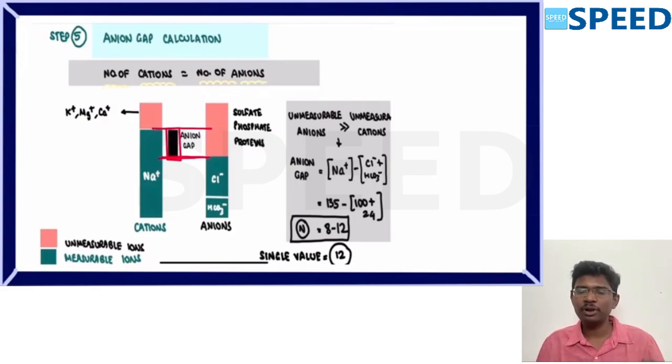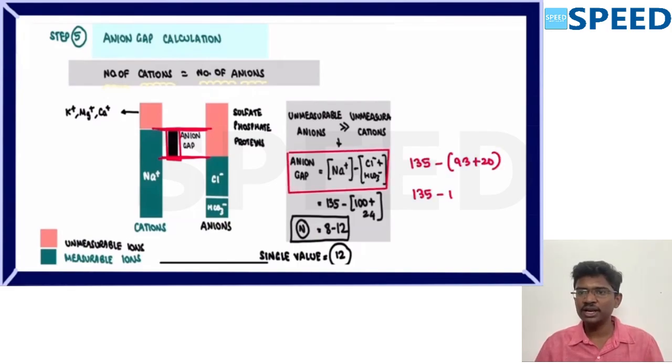So thus the formula exists. What is this formula? Sodium minus chloride plus bicarb. So normal value is 8 to 12. Single value 12 you should remember. Here if you apply the values given, it comes to around 22. So it is high anion gap metabolic acidosis. So the answer is high anion gap metabolic acidosis.